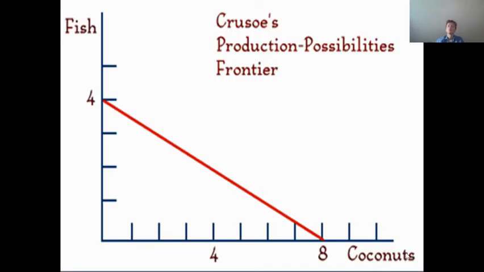Another example of a PPC, one that's used very frequently, is Robinson Crusoe's production possibilities. Robinson Crusoe is marooned on an island. He's by himself, and he can spend all of his time fishing or all of his time gathering coconuts. If he spends all of his time fishing, he can catch 4 fish. If he spends all of his time gathering coconuts, he can gather 8 coconuts. So that is his production possibilities. To make the simple one, you just put your points on your axes and then just draw a line in between.